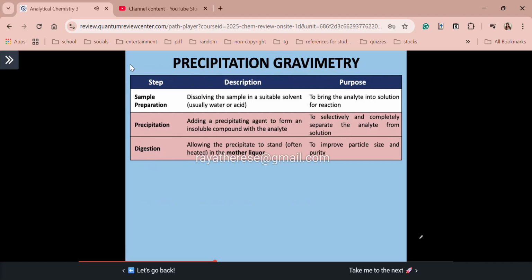So let's recall the steps. Sample prep. So you dissolve your sample in a suitable solvent at karaniwan, ito ay acid para class ma-bring into solution ang analyte. Followed by precipitation. So we add a precipitating agent to form a precipitate with the analyte.